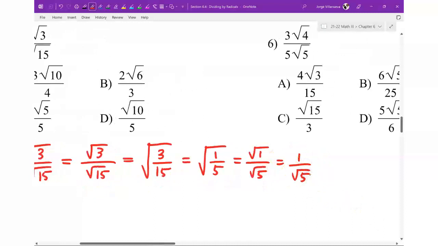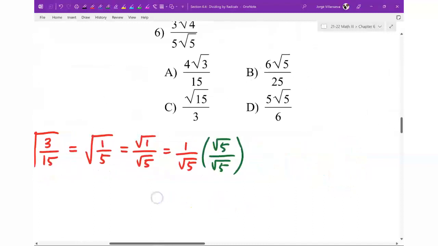Now that looks great, but there's a problem. What's the problem? The denominator is an issue. So we got to get rid of it, right? We got to rationalize it. I'm doing this in a big long line. But it's okay. We're not doing question number 6 here. So when I do that, I get radical 5 over radical 25, which is radical 5 over 5.